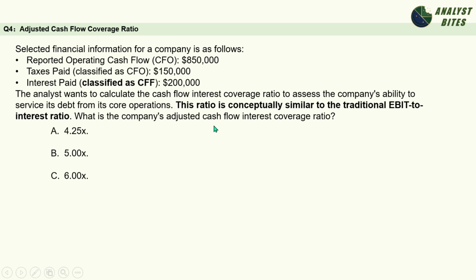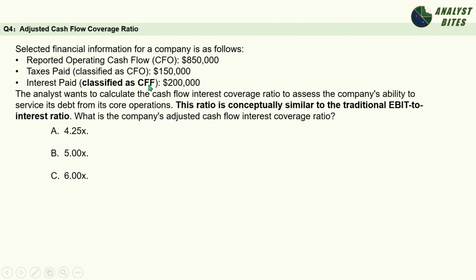EBIT stands for earnings before interest and taxes. So we need our numerator to be cash flow before interest and taxes. Under US GAAP, it's easy. Both interest and taxes are subtracted from CFO. So we just add them both back to get the pre-tax, pre-interest number.